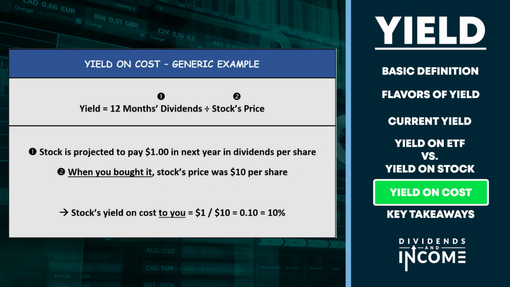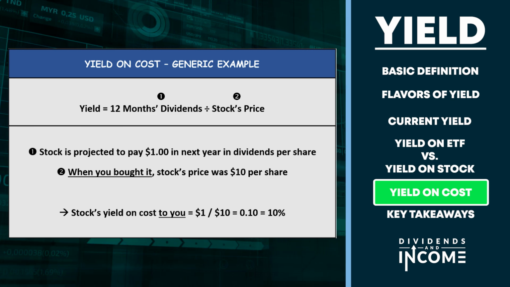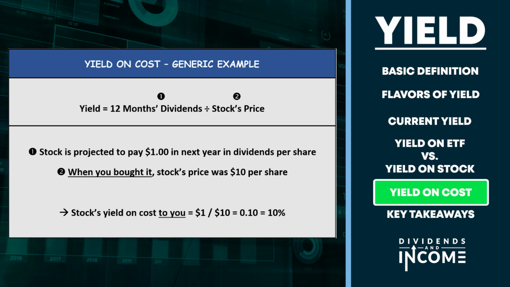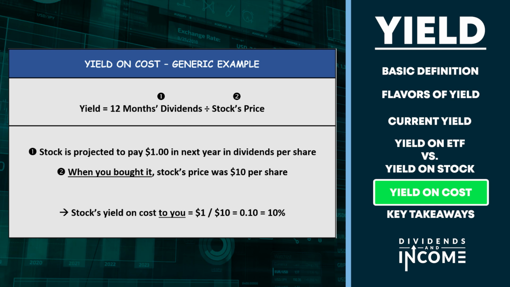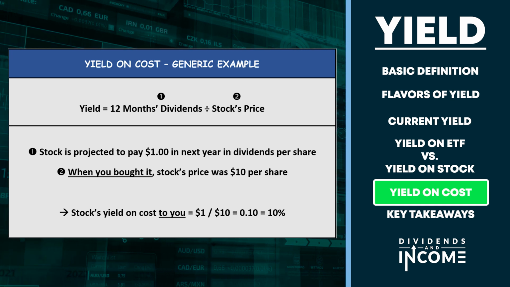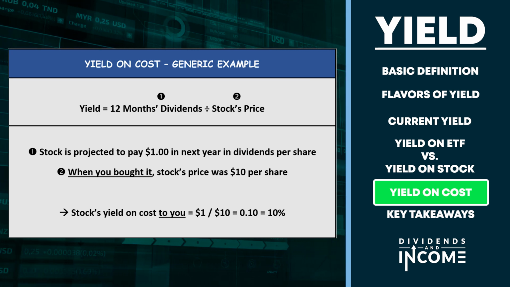Now here's a generic example of what I'm talking about. Let's say we have a stock that is projected to pay $1 in the next year in dividends per share. And when you bought it, the stock's price was $10 per share. That means that the stock's yield on cost to you is $1 divided by $10 equals 10%.